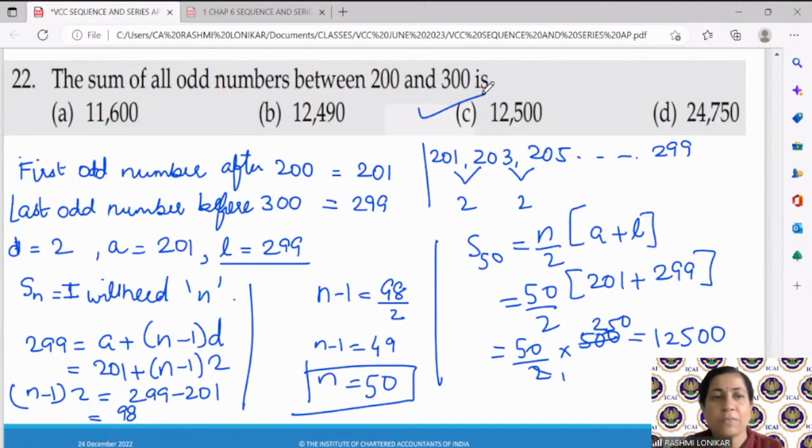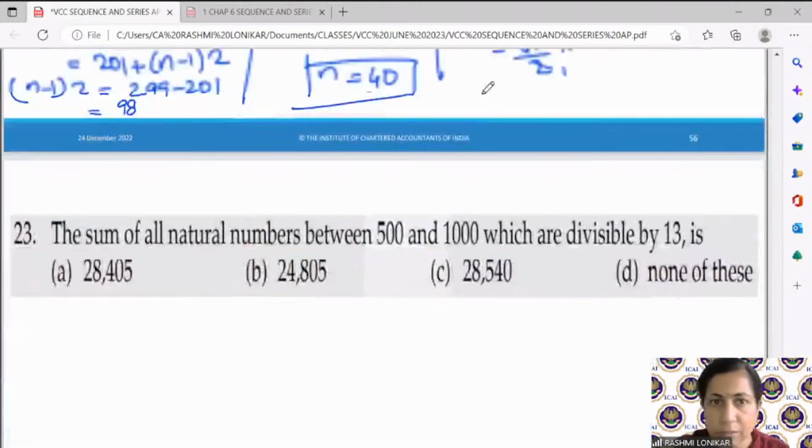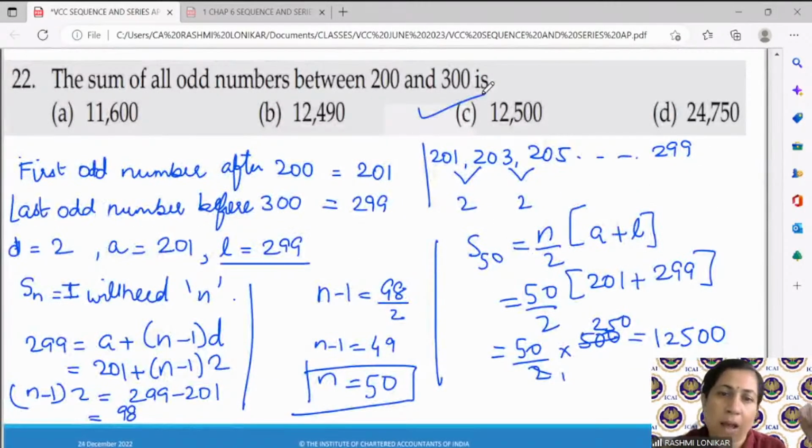So what do I have here in the 22nd sum? I find the first term that satisfies the condition. I find the last term that satisfies the condition. Whenever the range of numbers is given, find the first term, find the last term, then use that to find n. Once you know n, you can find the sum of the series. Okay.